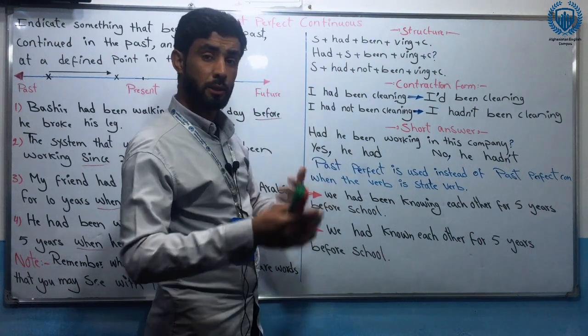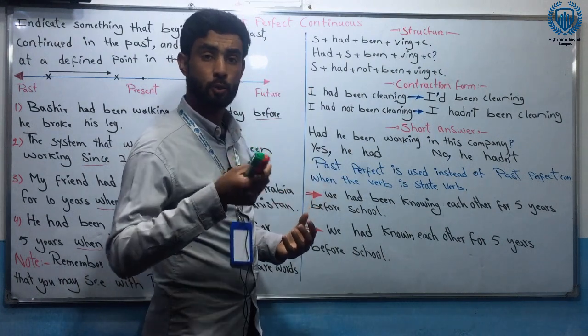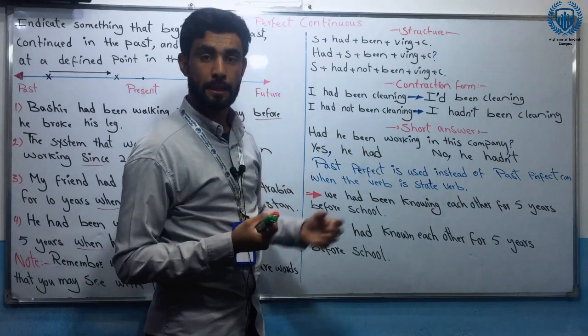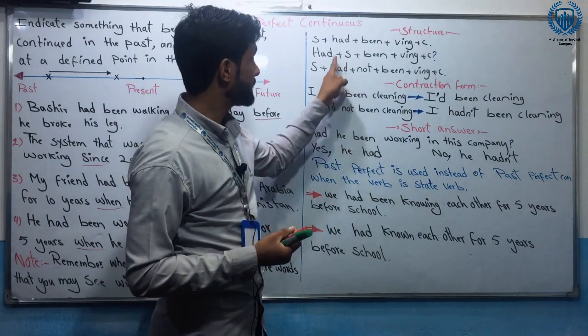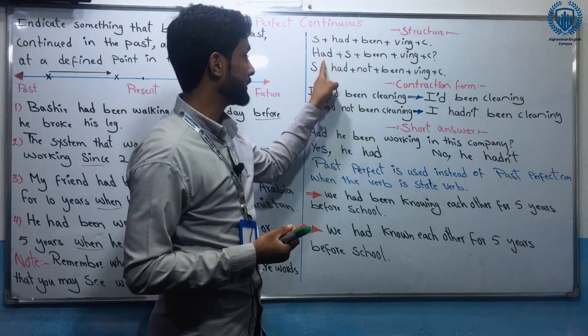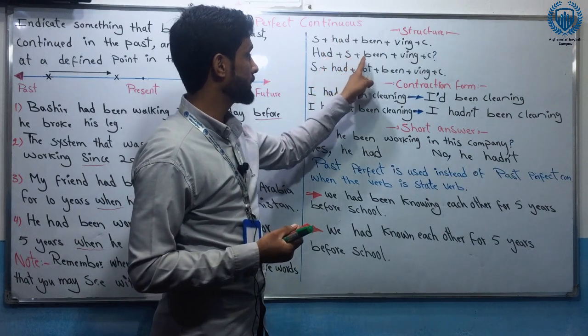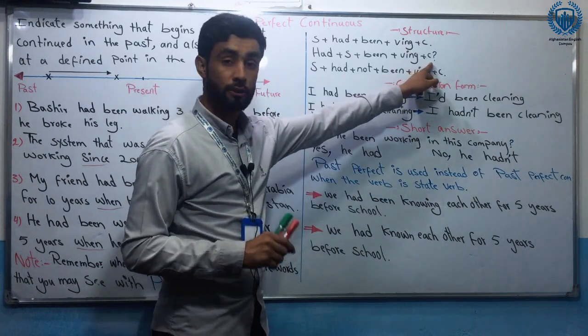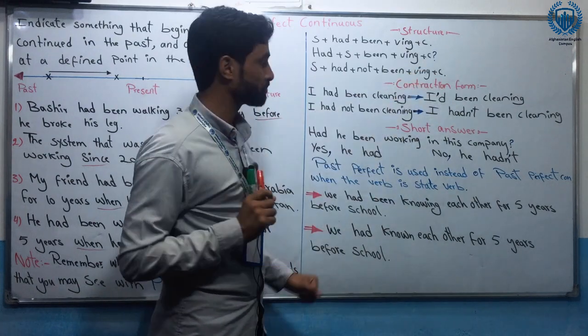Then to make it a question, we need to bring one of the auxiliary verbs to the beginning. Which auxiliary verb should we bring? The to have verb. The to have verb comes in the beginning. Had comes in the beginning. Had plus subject plus been plus verb ing plus complement. This is the interrogative form or question form.